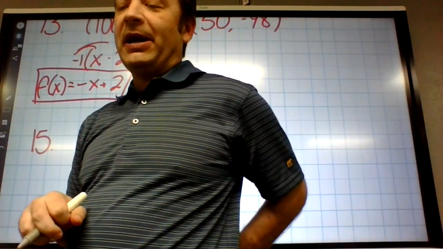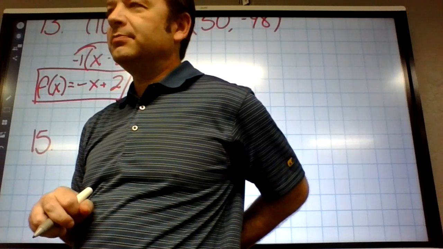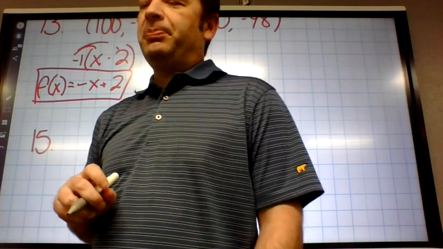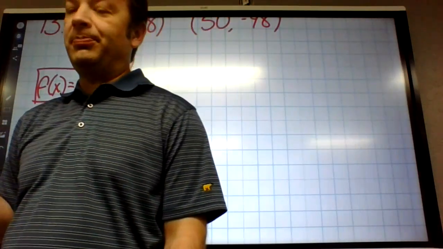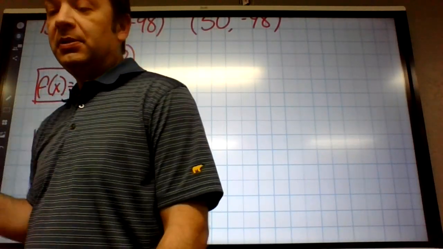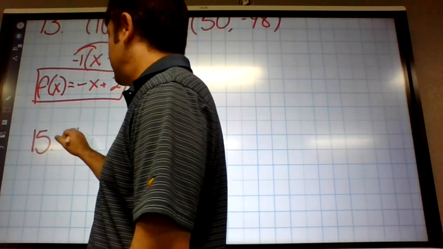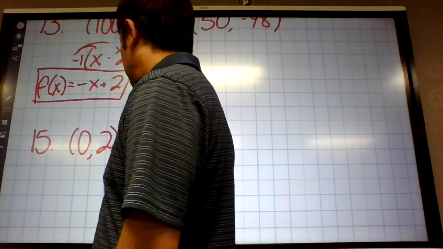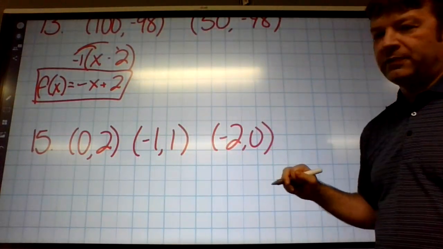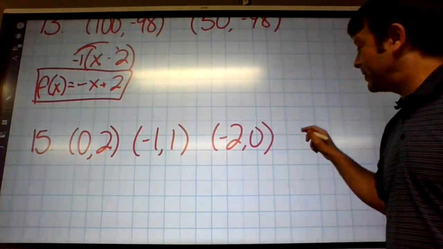Okay, 15 is a graph. So how are we going to figure out the graphs? Probably should start with finding what points are on the graph. So what are some of those points on 15? 0, 0. 0, 2. Negative 1 and 1. Negative 2, 0. There's some more. There's like 1, 3, right?